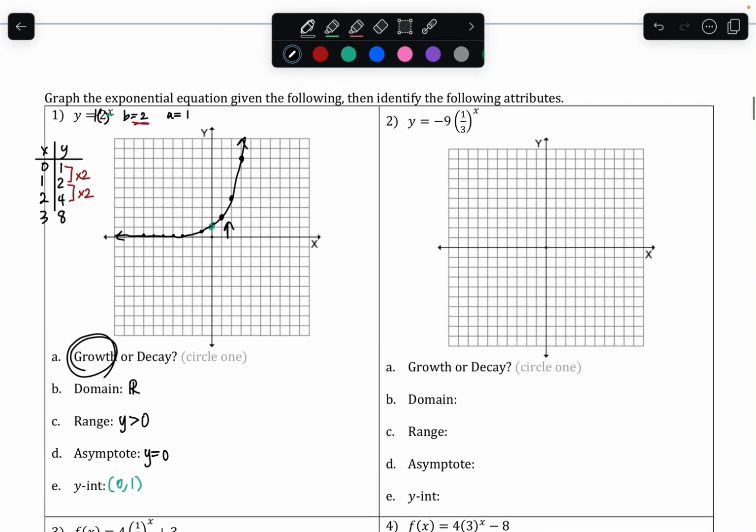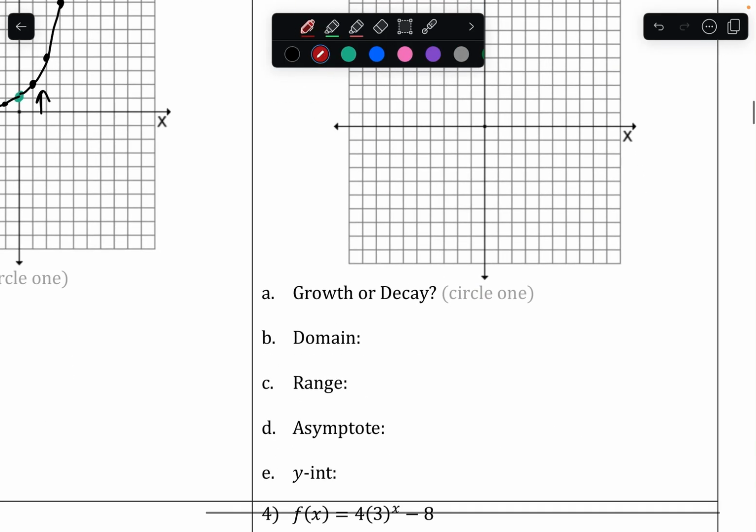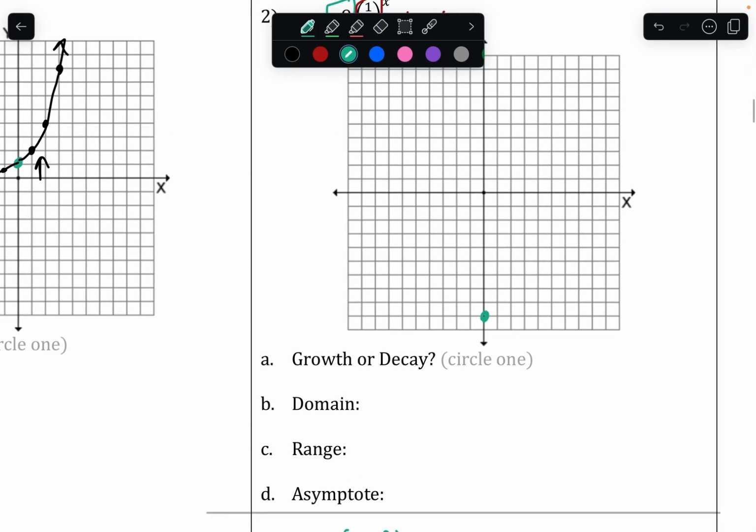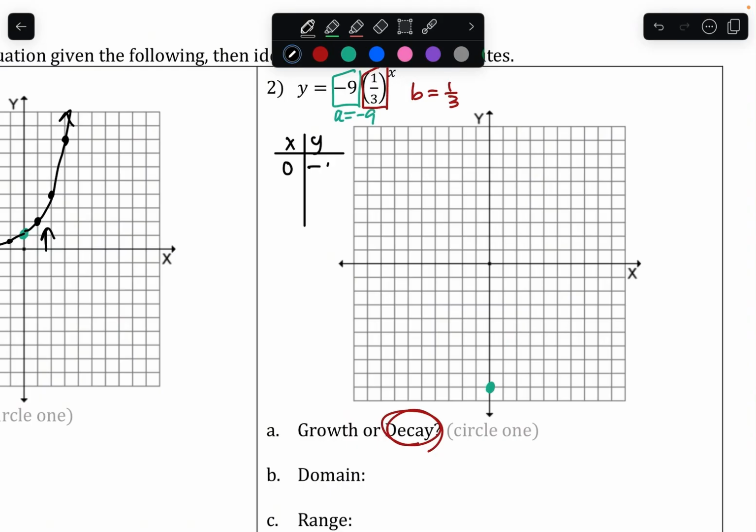Okay, for this next example, we do see what our a value is. It's -9. And we see our b value is 1/3. Okay, and so we can go ahead and write in our y-intercept 0, -9. And so going down to -9, there's our y-intercept. And so we know by looking at the b value of 1/3, it's going to be decay. But let's get some more points to graph.